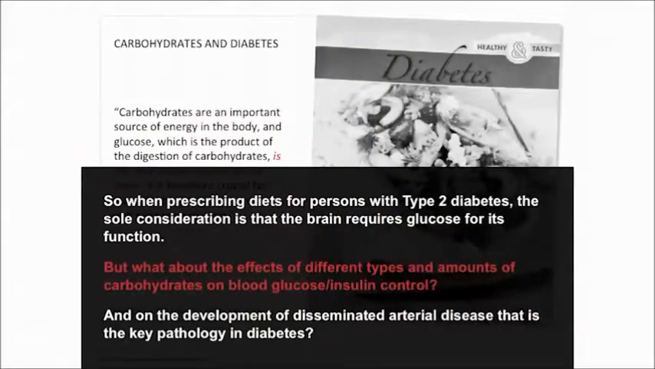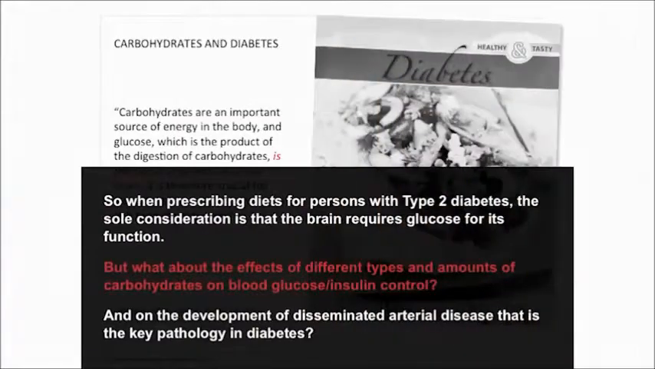So the hypothesis on which they base the treatment is, when prescribing diets for persons with type 2 diabetes, the sole consideration is that the brain requires glucose for its function. That's the advice. It's the only source of glucose for the brain. So the logic is, therefore, we must prescribe carbohydrates for our diabetic patients, so that their brains will continue functioning.